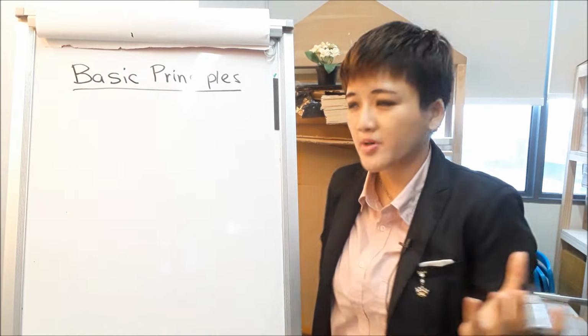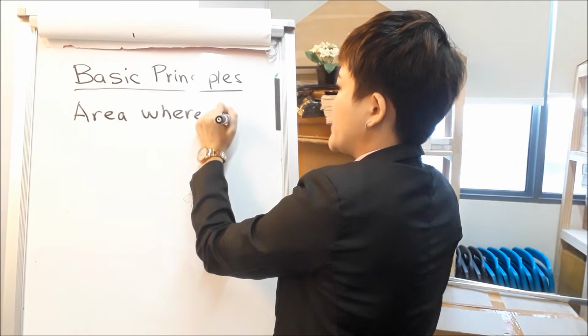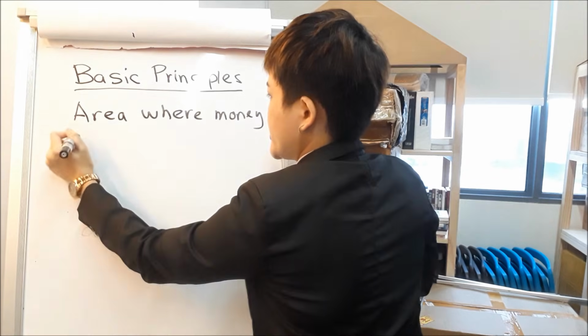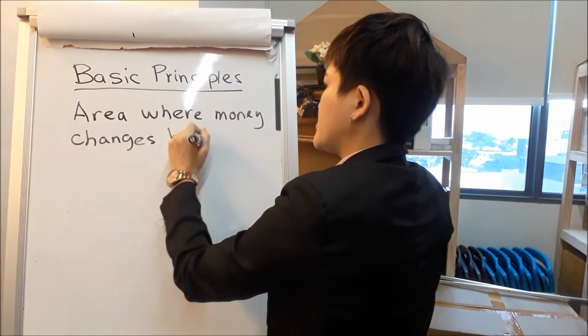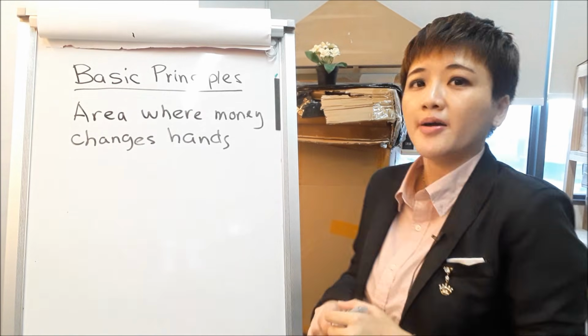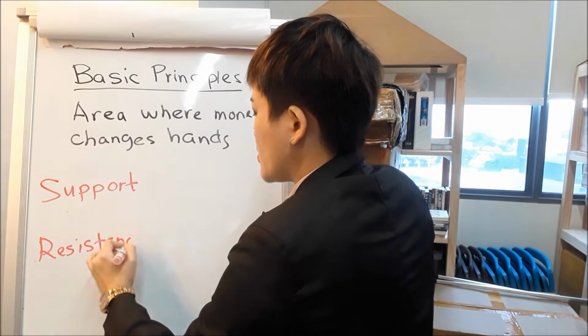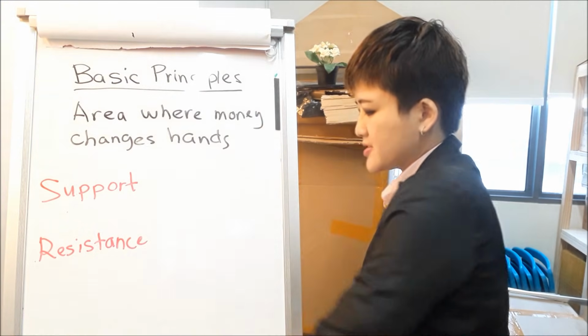Put simply, what is support resistance? Basically, it is an area where money changes hands. Buyers will change their opinion: okay, maybe I should sell right now instead of buy. So of course, you have two types. What is the difference between support and resistance?